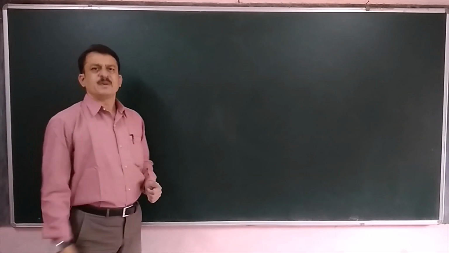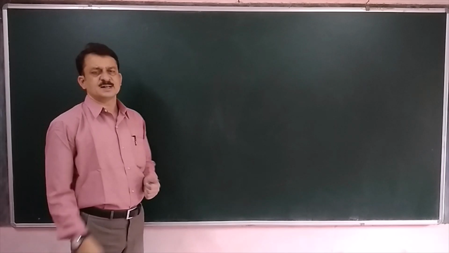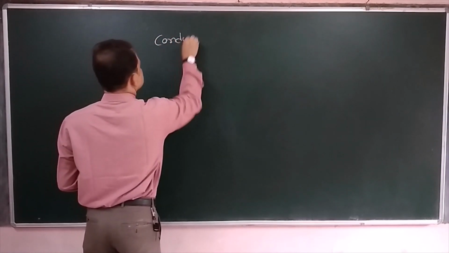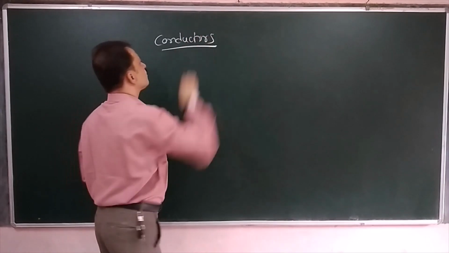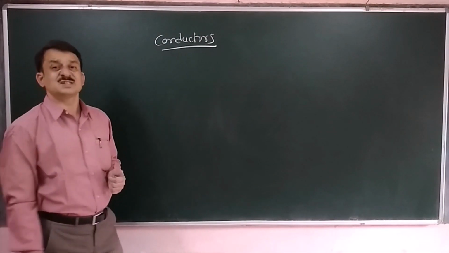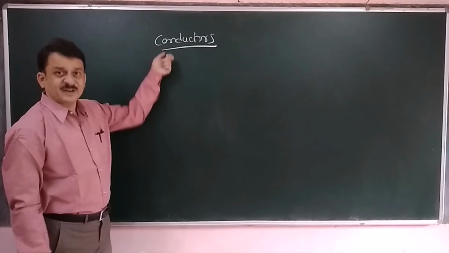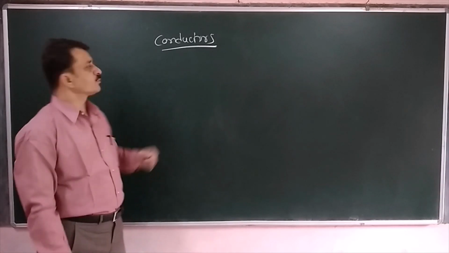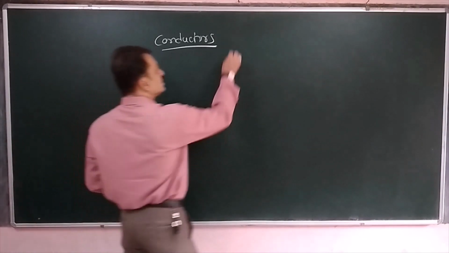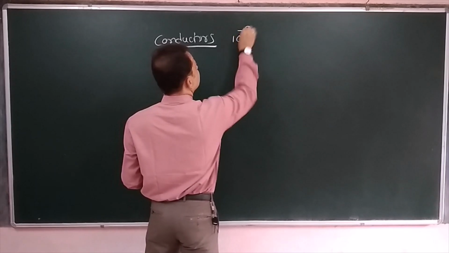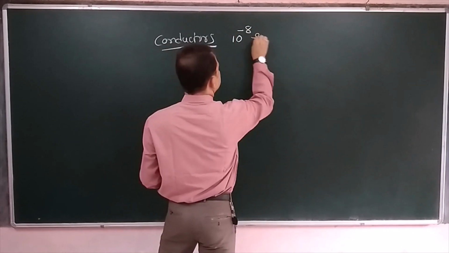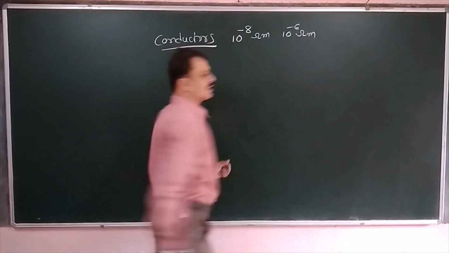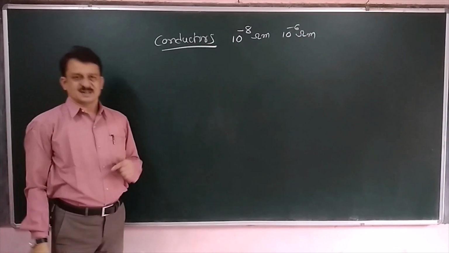Now we will classify the materials into conductors, insulators, and semiconductors. First one is conductors. We are classifying these materials on the basis of resistivity. The materials whose resistivity lies in the range of 10 to the power of -8 ohm meter to 10 to the power of -6 ohm meter are called conductors.